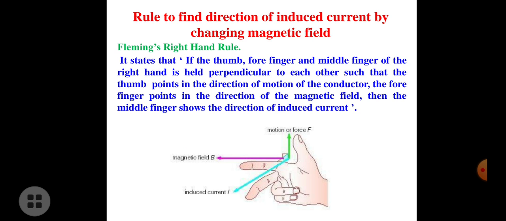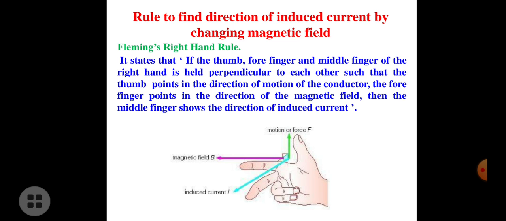Now, the rule to find the direction of induced current by changing magnetic field. In which direction will the induced current be if we are changing the magnetic field? It is given by Fleming's right hand rule. So don't get confused with Fleming's left hand rule. That is giving something else.